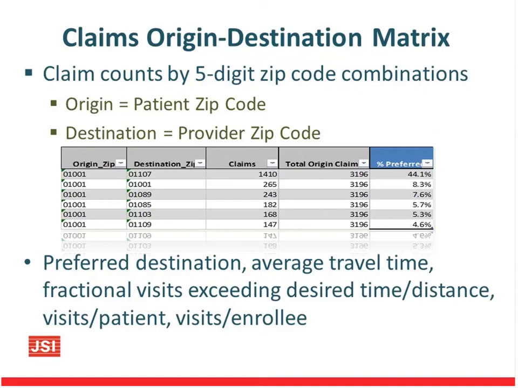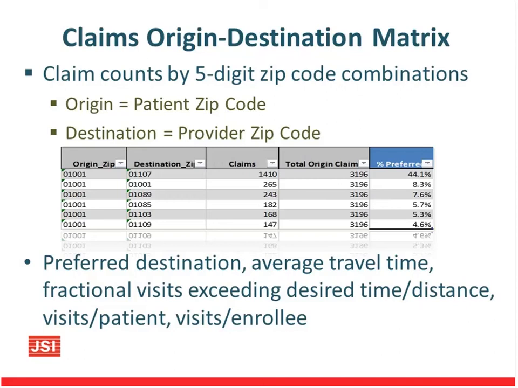You can find out fractional visits that exceed a certain time, so what portion of the visits are greater than 30 minutes, for example, or greater than 20 miles or something like that. How many visits per patient, how many visits per underlying enrollee, because that'll take into account the non-utilizers. So that's a whole bunch of analysis that you can do. And the next map is just a set of maps, basically, that sort of show this.